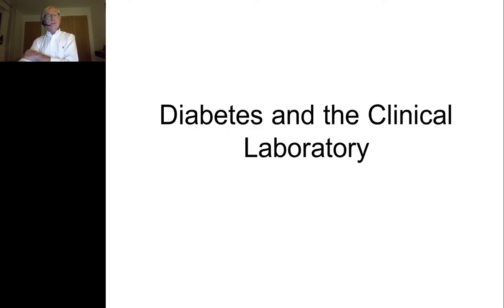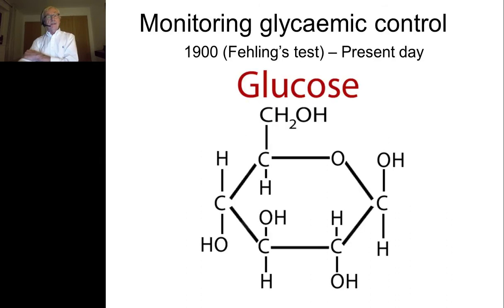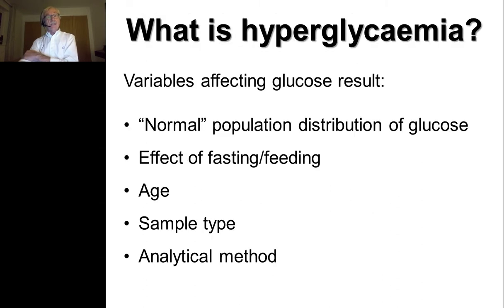This is where the clinical laboratory comes into the story. And for many years, dating back as far as the 1900s, the only thing we had to offer was glucose. We could measure glucose, ranging from very early tests for glucose to present-day enzymatic methods. But we've seen this slide already. What is hyperglycemia when measured using glucose?